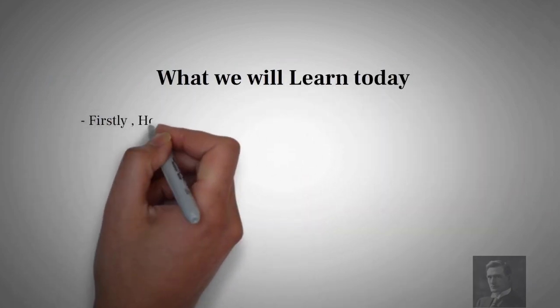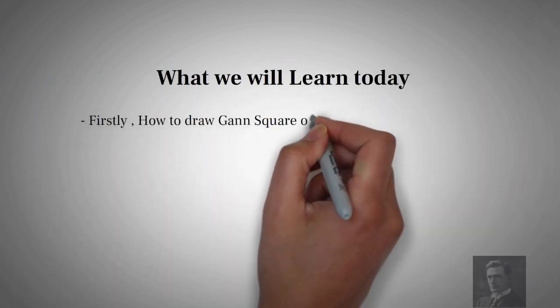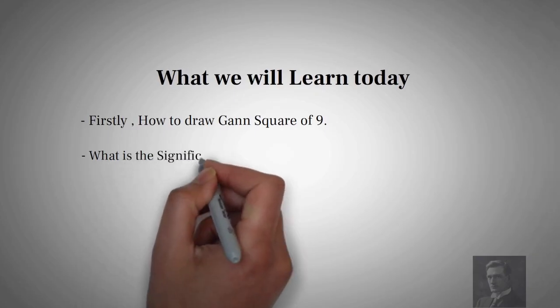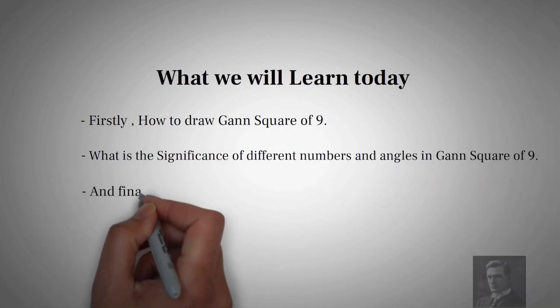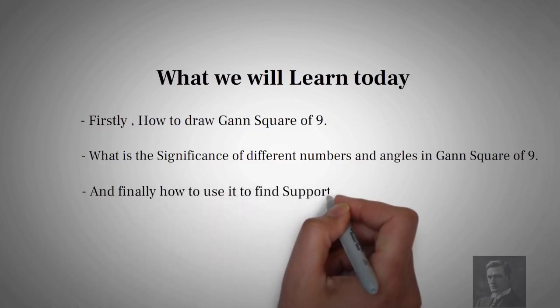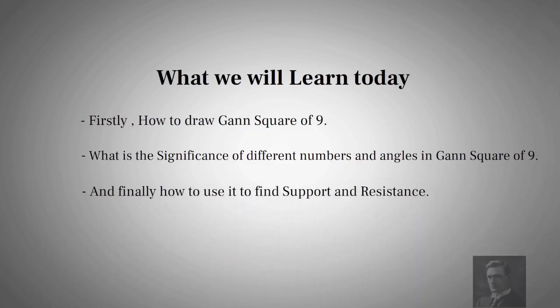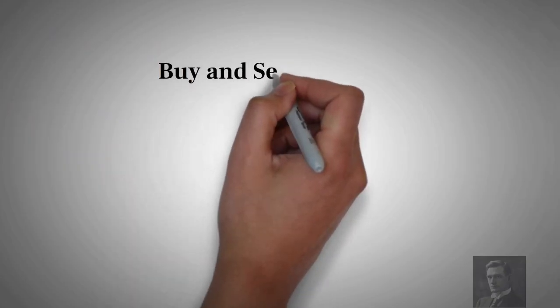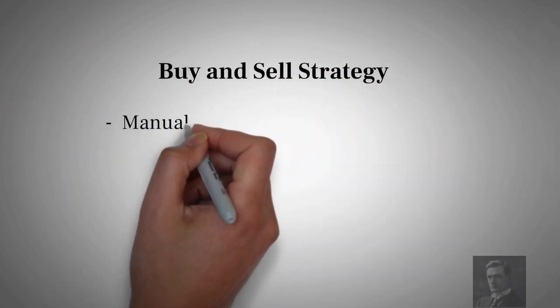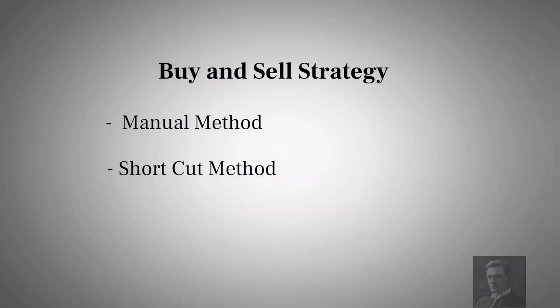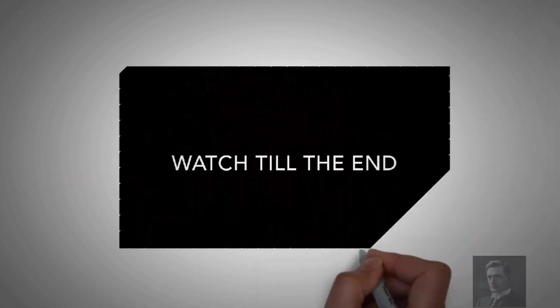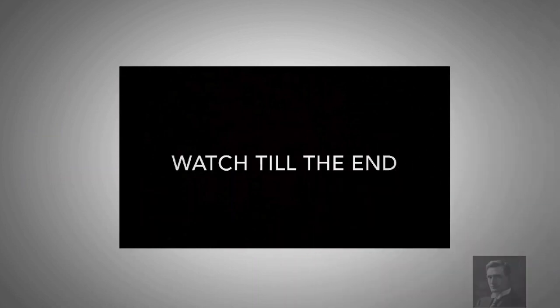So what will we learn today? First of all, we will know how to draw the Gann Square of 9. What is the significance of different numbers and angles in the Gann Square of 9? And finally, how to use it to find support and resistance and to find buy and sell points. For the buy and sell point strategy, we will first learn the manual method and second the shortcut method. I prefer the manual method more in my trading. Watch this video till the end, because if you miss any point, then it will not clear all your concepts. So without wasting much time, let's start.